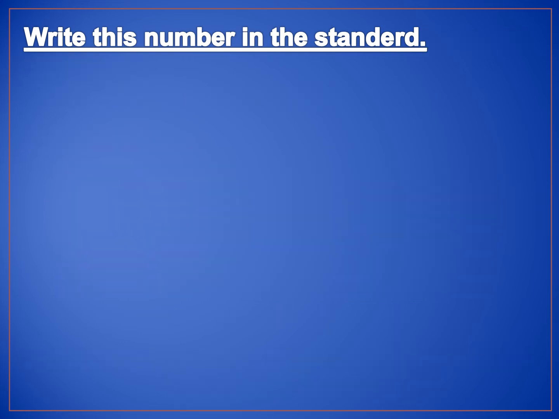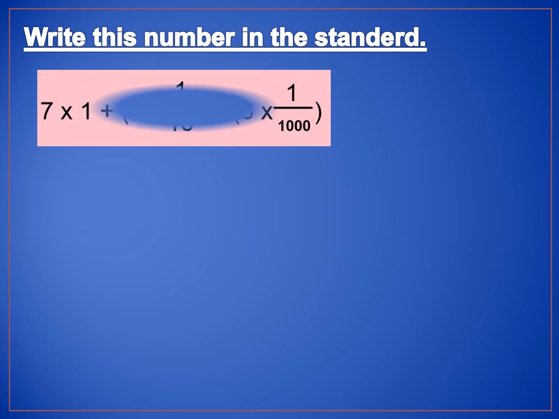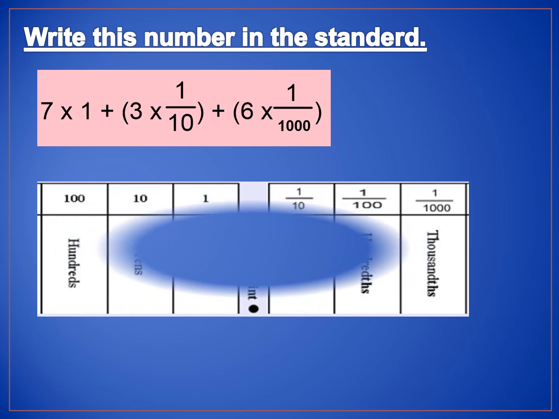Okay. One more example. Write this number in the standard form, which is that one: 7 times 1 plus 3 times 1 over 10 plus 6 times 1 over 1000. Firstly, 7 times 1, of course, is going to be 7. 7 times 1 means 7 ones. And 3 times 1 over 10 means 3 tenths. Then 6 times 1 over 1000 means 6 thousandths.